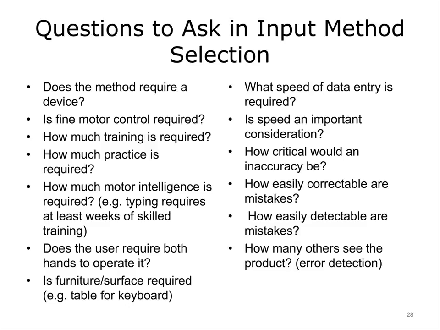The following are some questions to ask in selecting input methods. Does the method require a device? Is fine motor control required? How much training is required? How much practice is required? How much motor intelligence is required, e.g., typing requires at least weeks of skilled training? Does the user require both hands to operate it? Is furniture surface required, e.g., a table for keyboards? What speed of data entry is required? Is speed an important consideration?